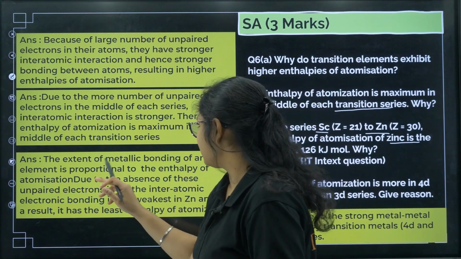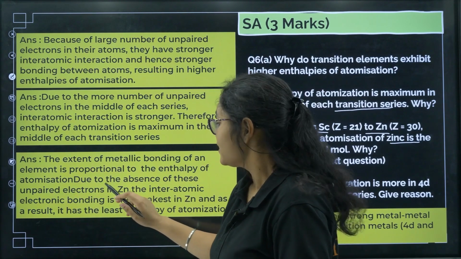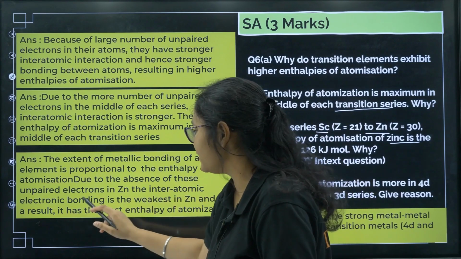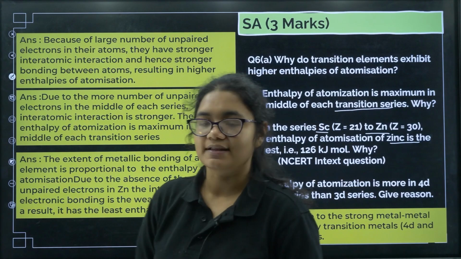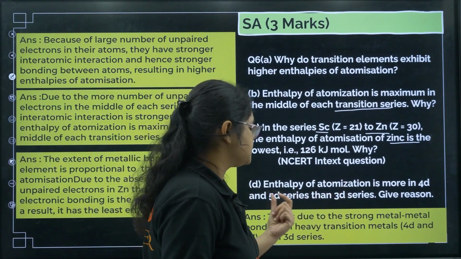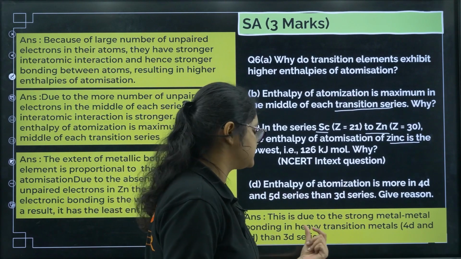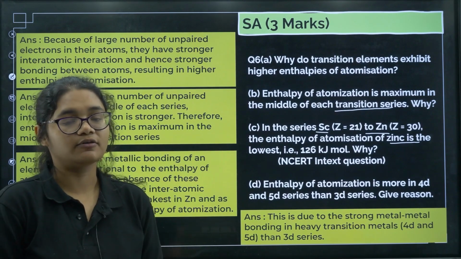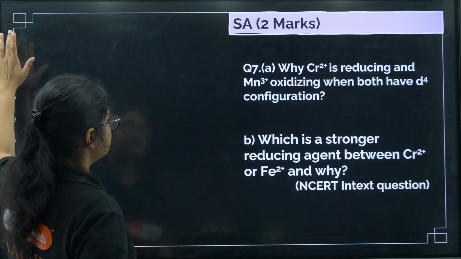Okay. So the extent of metallic bonding of an element is proportional to the enthalpy of atomization. Due to the absence of unpaired electrons in zinc, the interatomic bonding is the weakest, and that is why it has the least enthalpy of atomization. Next, enthalpy of atomization is more in 4d and 5d. That is because there is strong metal-metal bonding in heavy transition metals. Okay. So as the mass increases, the interatomic forces also increase. So that is why the enthalpy of atomization is high.